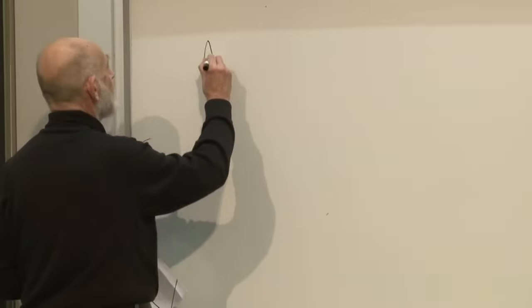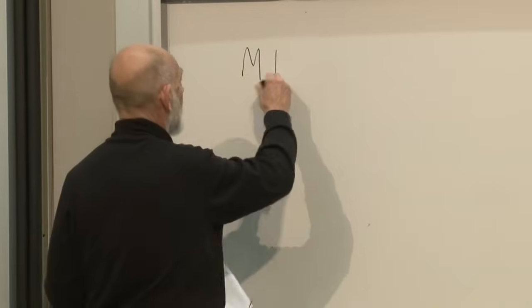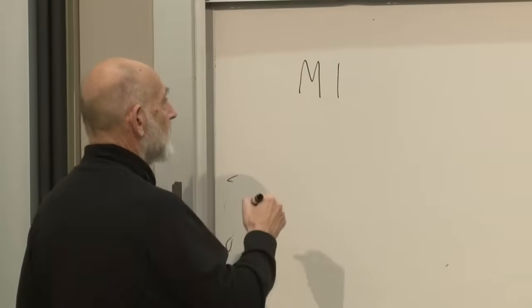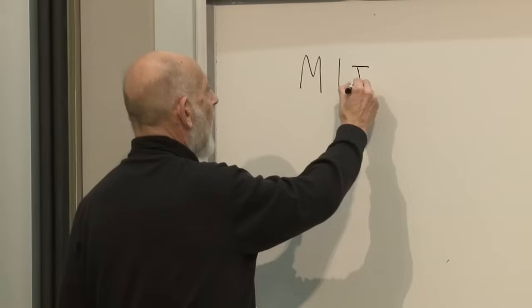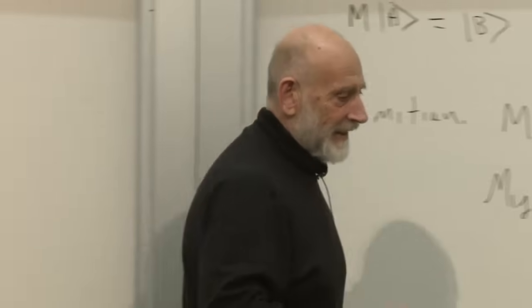Again, I'm going to use M for the generic operator. M acts on an eigenvector. Let's call the eigenvector I, I for eigen. Now, of course, I is not for eigen. Eigen begins with an E.